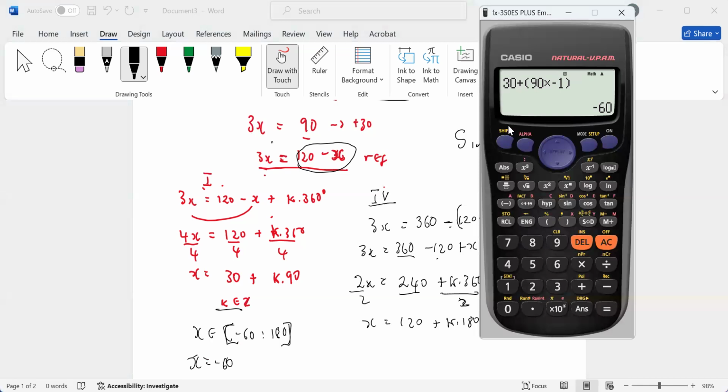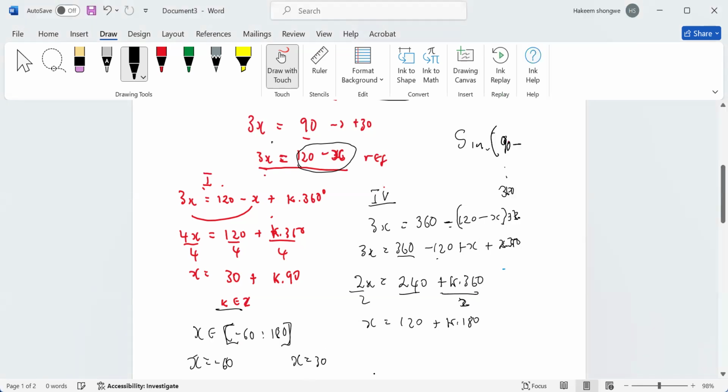If it was a curve, okay. Next one, what can we try? Now we're going to try 0. We put 0 and we get 30. Yes. Okay, x is equal to 30 sharp.